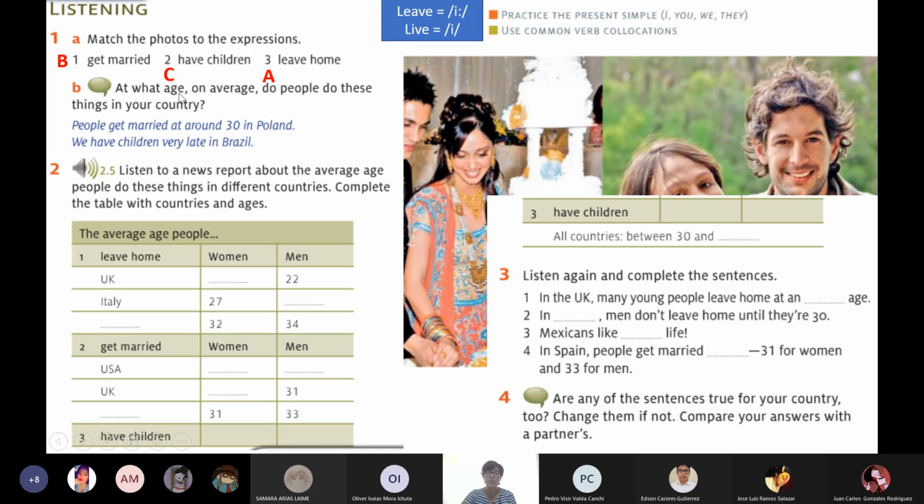And now let's talk about at what age, on average, do people do these things in your country? At what age do people get married here in Bolivia, right? Any ideas? Fernando, what do you think? At what age, on average, do people get married here in Bolivia? Oh yeah, but this is a question for you. Let's talk about Bolivia. What age do you think people get married here in Bolivia? At what age?